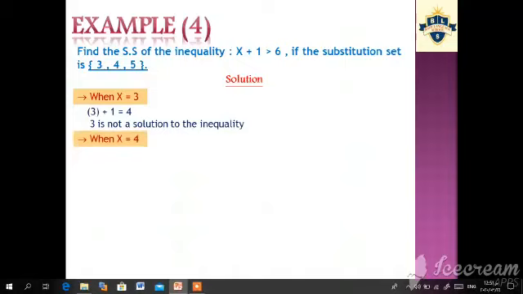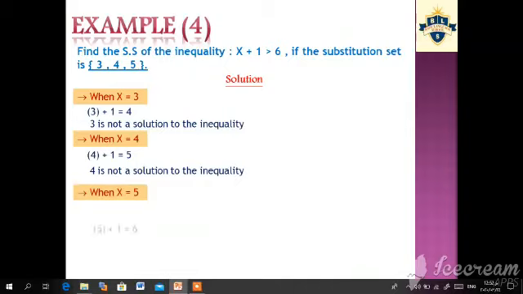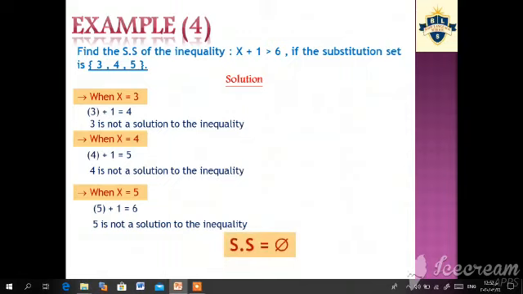When x equals 4, 4 plus 1 equals 5. Is 5 greater than 6? No. So 4 is not a solution to the inequality. When x equals 5, put x equals 5. 5 plus 1 equals 6. Is 6 greater than 6? No, it is the same, equal. So 5 is not a solution to the inequality. There is no answer that satisfies the inequality. So the solution set is the empty set.